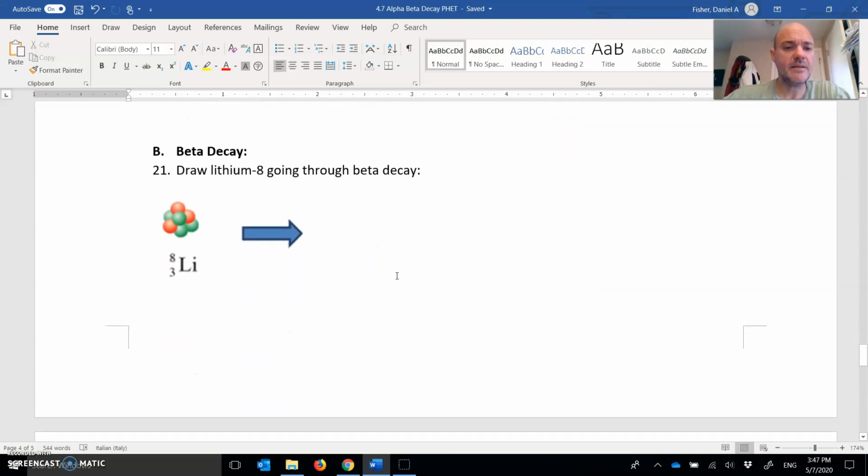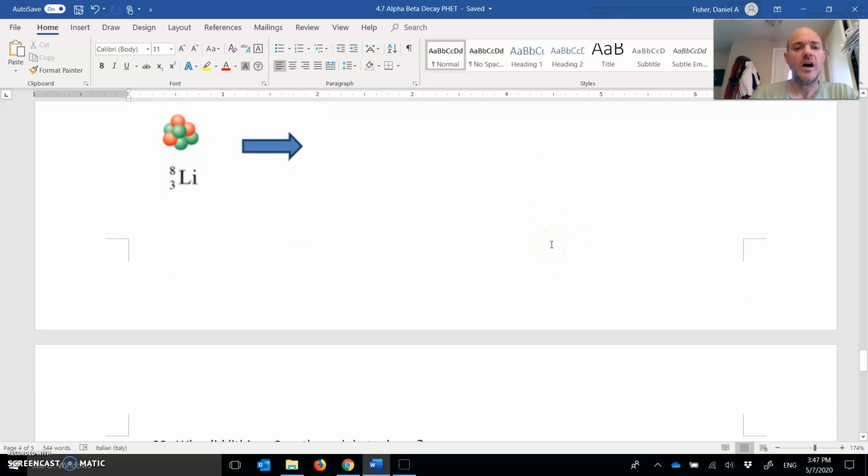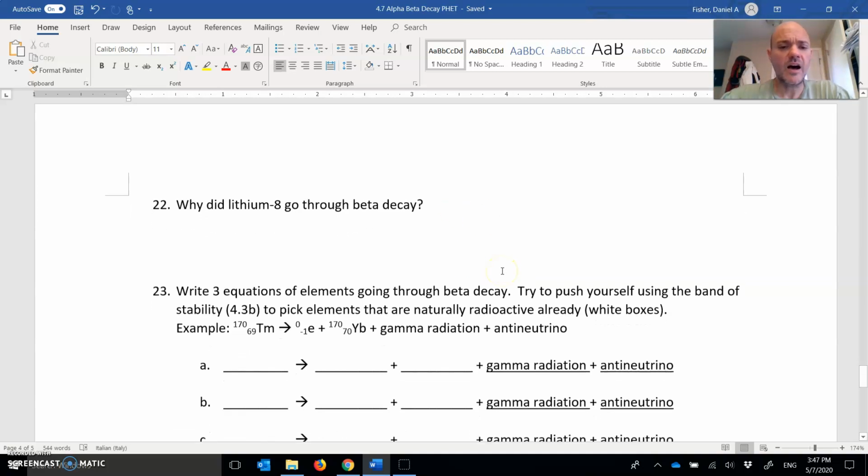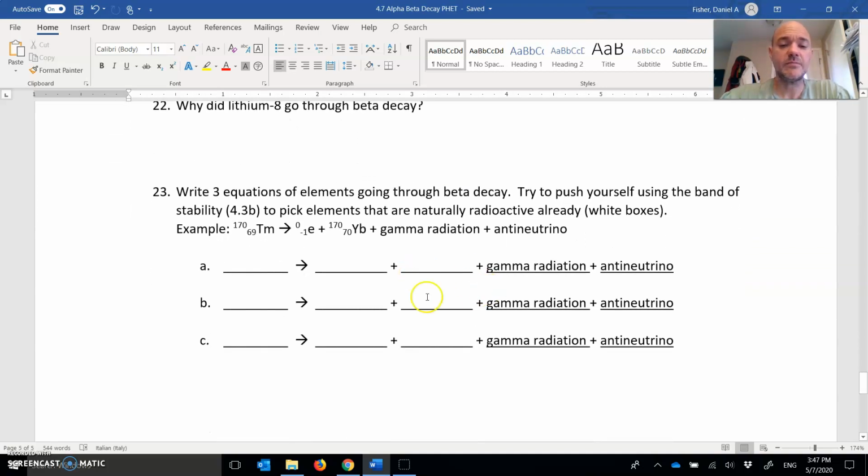For beta decay, same thing, drawing lithium-8 going through beta decay. You don't need to draw out every proton and neutron, although that will be much easier in this case. So that's something to think about. Again, question 22 is the mirror of question 19. Why does it go through beta decay? Too many protons, too many neutrons? That's the reason things go through decay. And then, similar to the other question above, pick 3 things that you think go through beta decay.